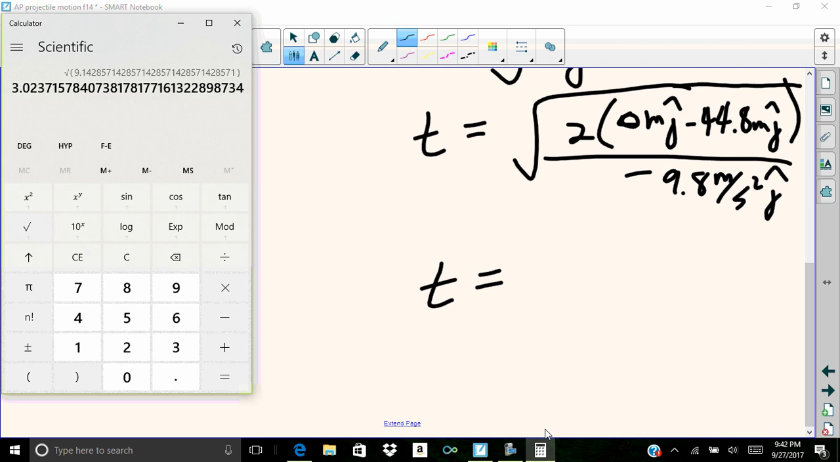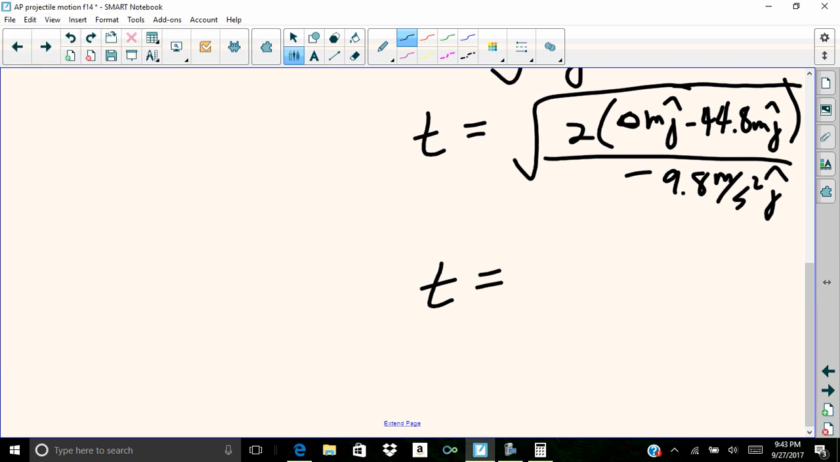Now, looking at my numbers, 2 is a counted number. Negative 44.8 is measured. That's 3 significant digits. Negative 9.8 meters per second squared j hat is a constant. It doesn't count towards significance. So my answer has to have 3 significant digits. So my answer is going to be 3.02 seconds.